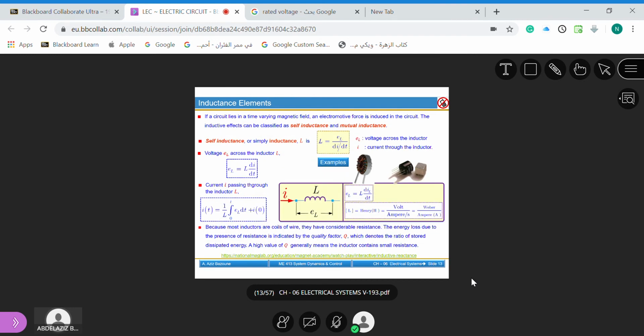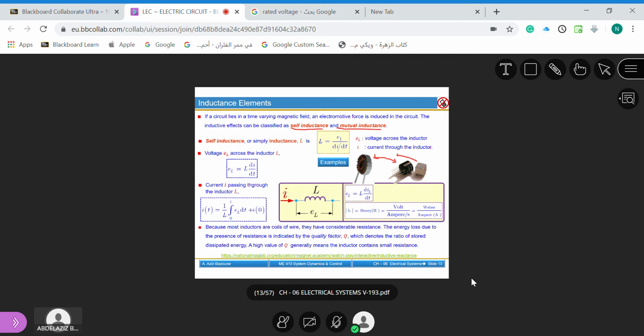The inductor element is just the self-inductors, or those that produce mutual inductance when you have a current passing through. These are some examples of the inductor.